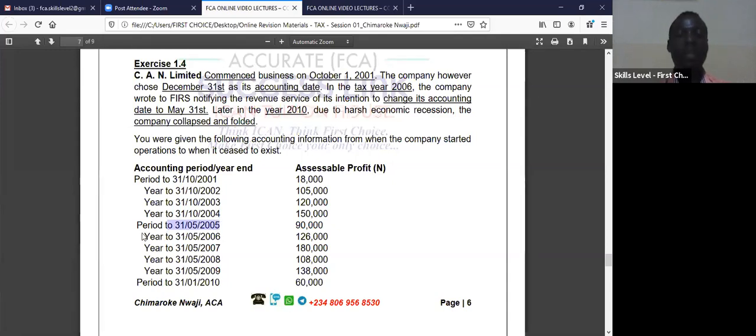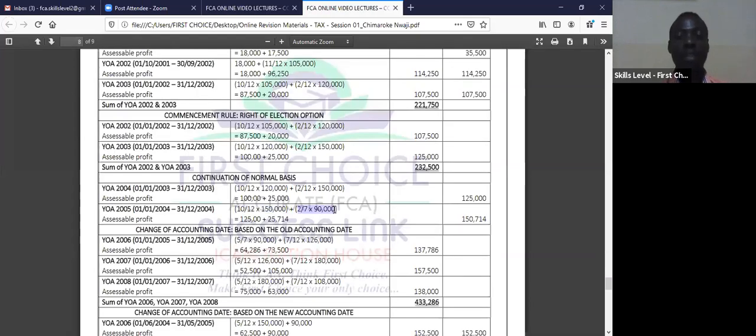But wait a minute. This is a period. How many months are in this period? We have November, we have December, total 7 months. So that means we are taking 2 months out of 7 months. So that's what I did here. 2 out of 7 months of the 90,000 gives me 25,715. When I add these two figures together, I have 115,714. So now that's for these ones.